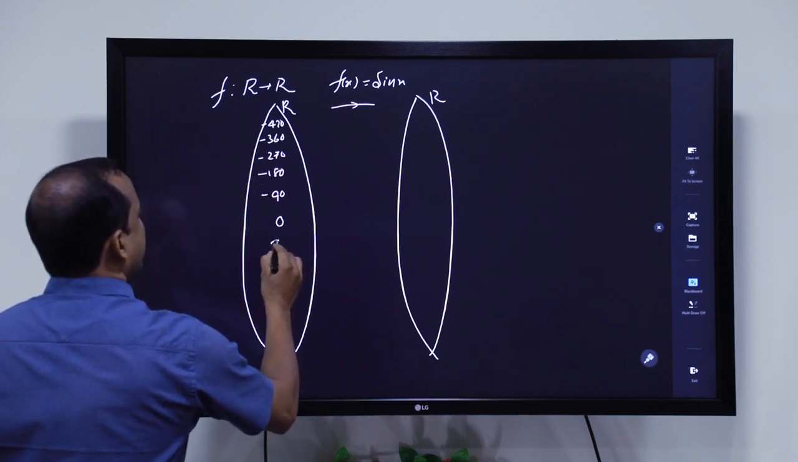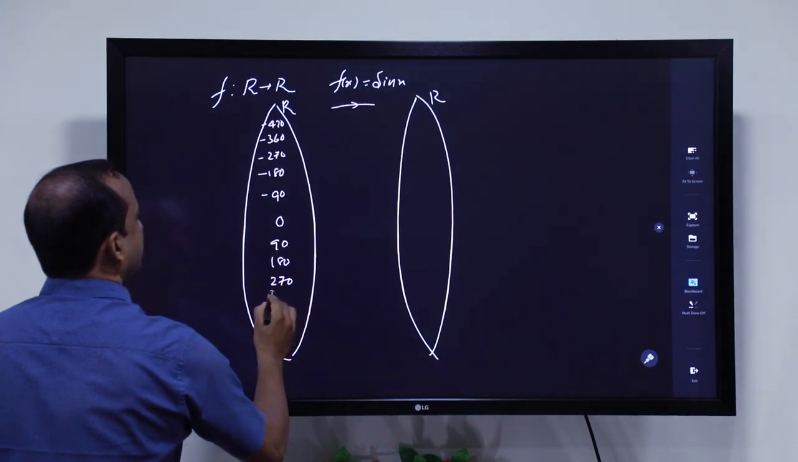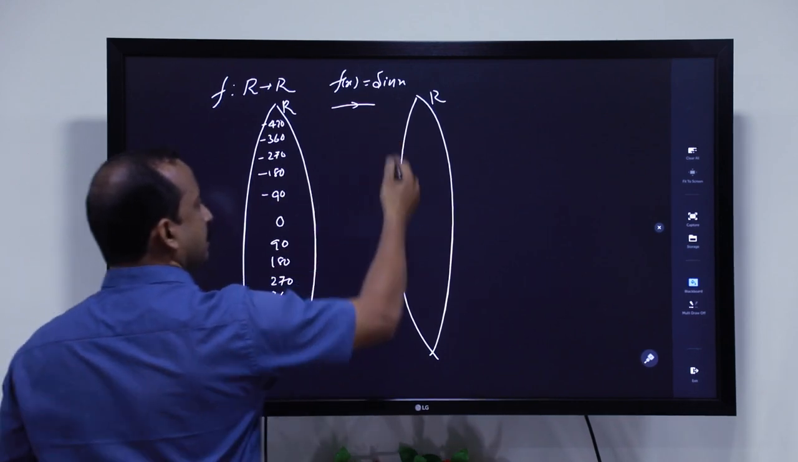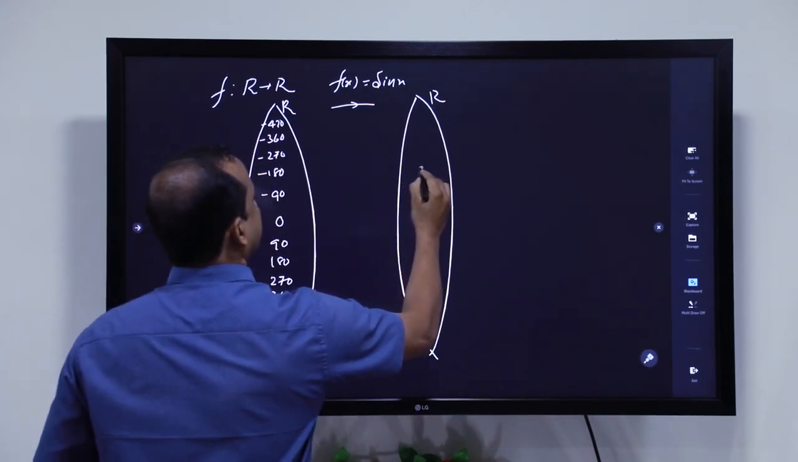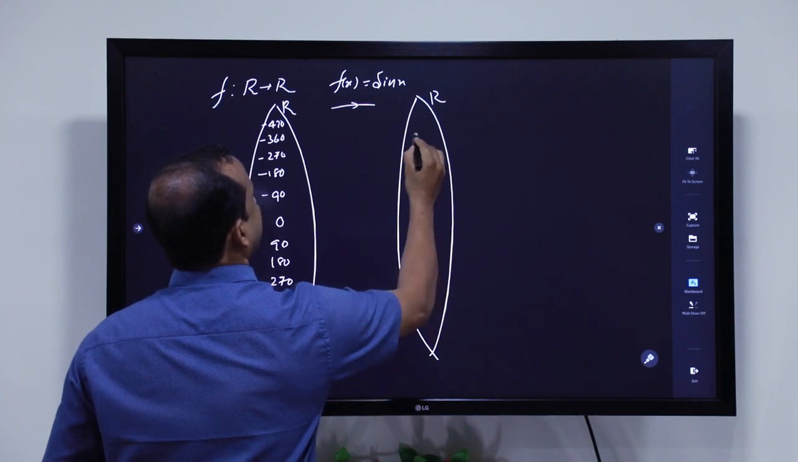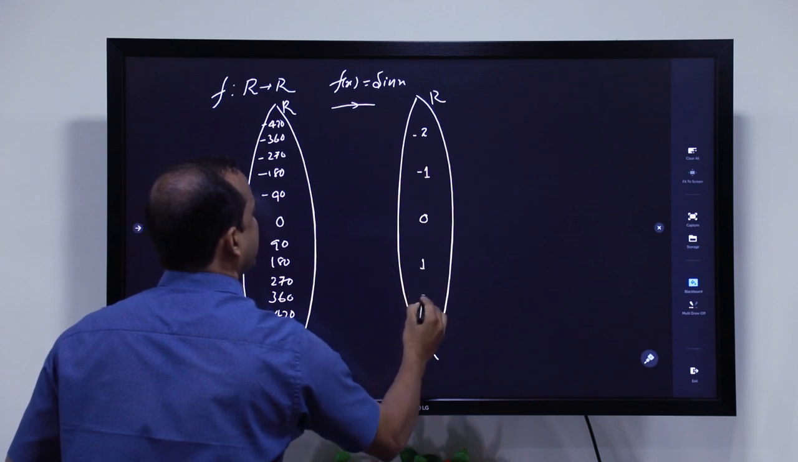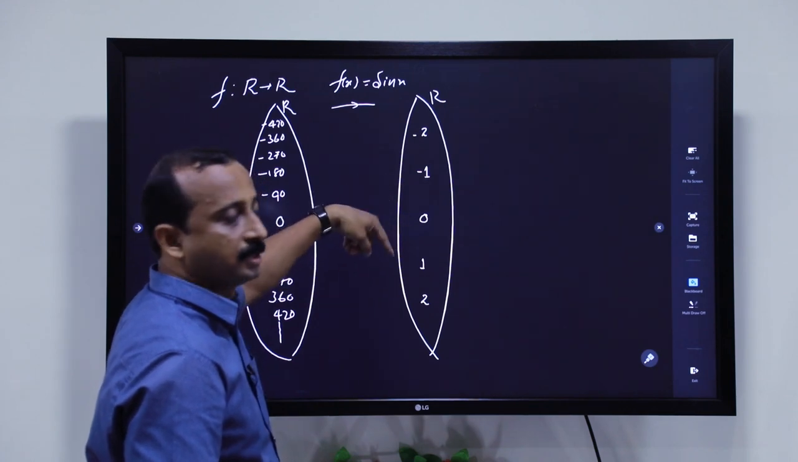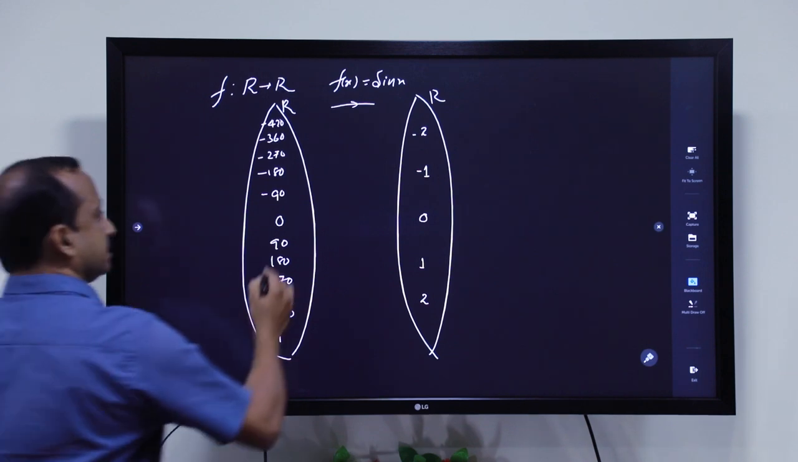The positive values are 90, then 180, 270, 360, 420, etc. The second collection is also the set of all real numbers. The mid value is 0. Here you select minus 1, minus 2, etc., and here you select plus 1, plus 2, etc. There are infinitely many numbers between minus 1 and 1, etc.